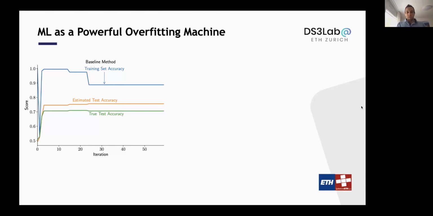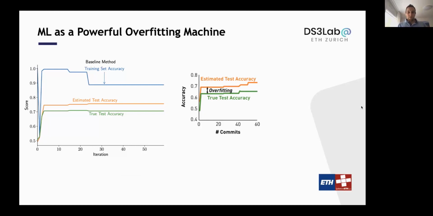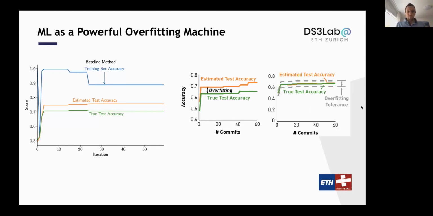But the gap between the estimated test accuracy and the true test accuracy is really what we quantify as overfitting to the test set. And this gap typically, or could, become larger over time because you get better test accuracy, because that's the quantity you care about, but it doesn't generalize to the underlying true distribution. So what we want to achieve is to provide some statistical way to control the overfitting tolerance.